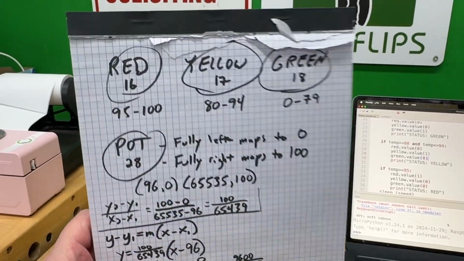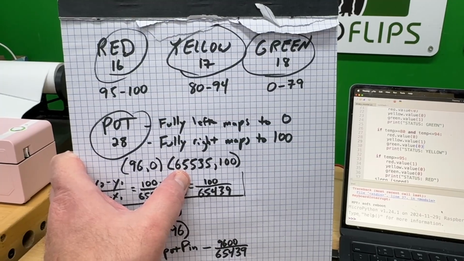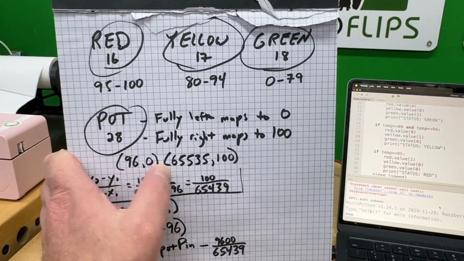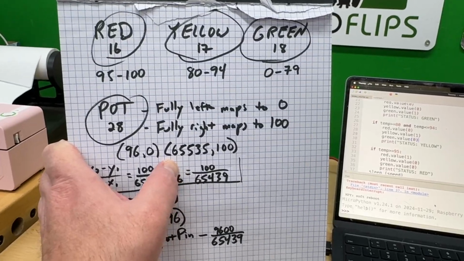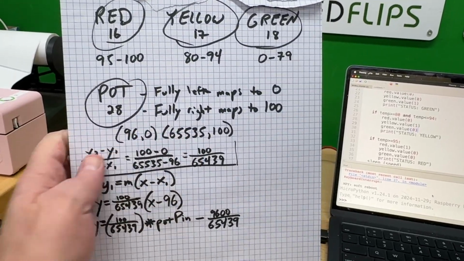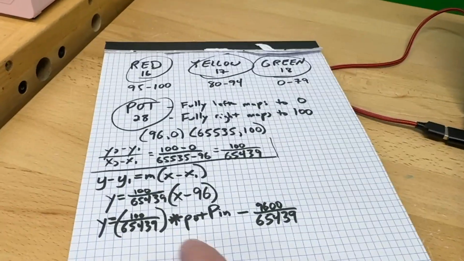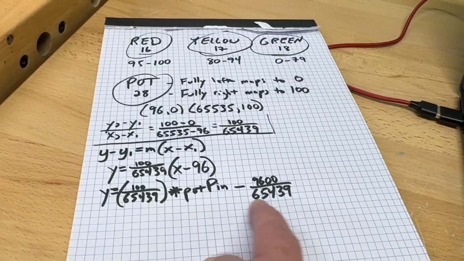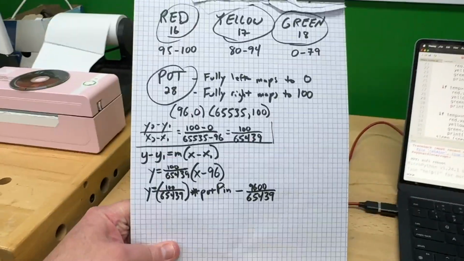So what we have to do is map 0 to 65,535. That's the range that we pick up through the potentiometer. And we need to map that from 0 to 100 instead. There's the math I did. This final equation right here actually goes into the program, which we'll see here in a second.